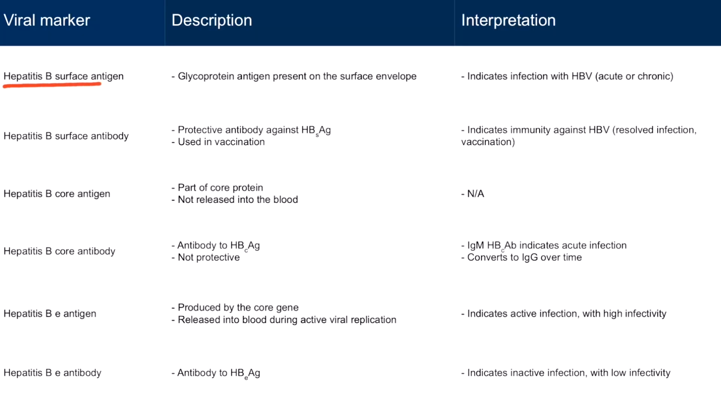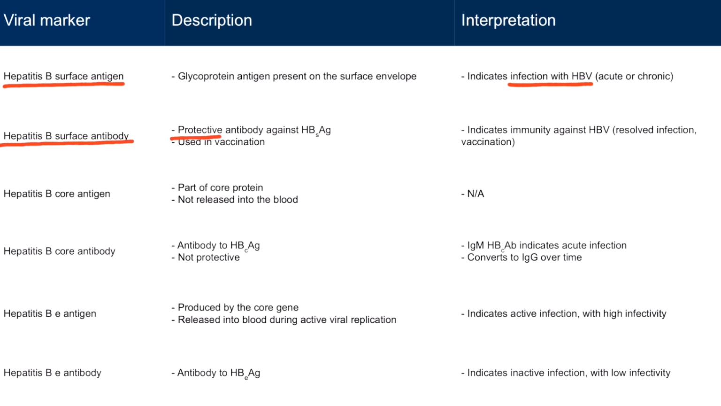Starting with hepatitis B surface antigen, this is a glycoprotein antigen present on the surface of hepatitis B virus. The presence of this antigen in the circulation indicates infection with hepatitis B, whether acute or chronic. The body's immune system generates antibodies against hepatitis B surface antigen. These are known as hepatitis B surface antibodies.